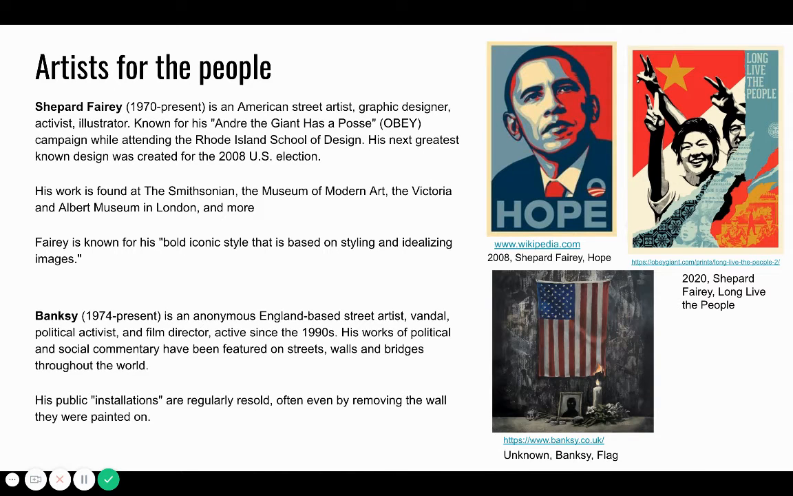Shepard Fairey was born in 1970 and still lives today. He's an American street artist, graphic designer, activist, and illustrator who started out in the skateboarding scene and still works there today. He became known for his Andre the Giant Has a Posse campaign while attending Rhode Island School of Design. He's also known for his 2008 U.S. presidential election Hope poster for Barack Obama. His work is included in the collections of the Smithsonian, the Museum of Modern Art, the Victoria and Albert Museum in London, and more. Shepard Fairey is known for his bold, iconic style that is based on stylizing and idealizing images.